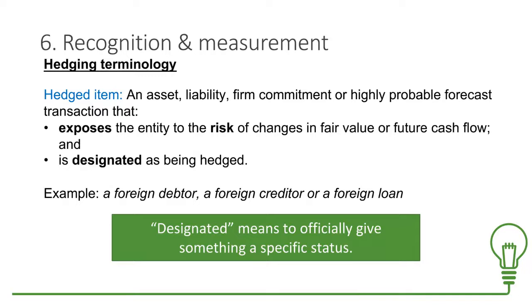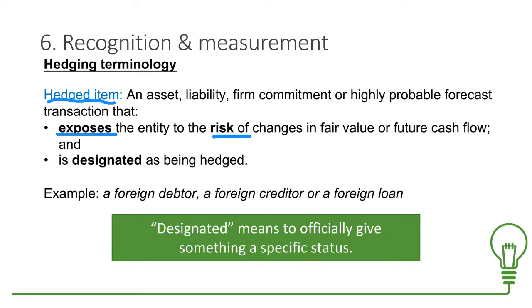Okay. Now let's talk a little bit about the terminology, right? So we've got what's called the hedged item. Now the hedged item is what we've already been accounting for, right? So it's the debtor, it's the creditor, it's the loan. Those are the hedged items. Those are the items that create the risk, right? The risk comes out of them because they are foreign exchange transactions, because they're denominated in a foreign currency. So the foreign exchange risk emanates or comes out of these items, right? So that is what the hedged item is.